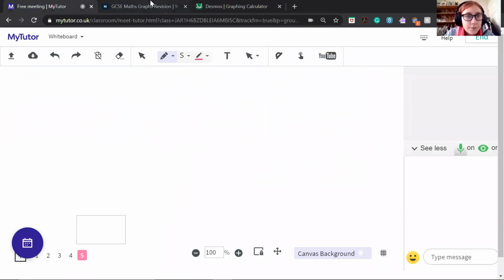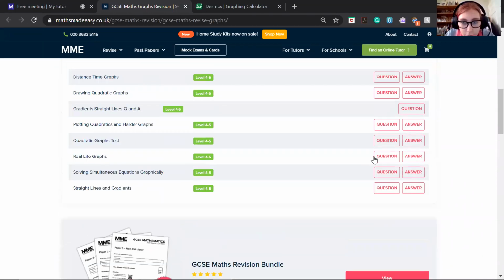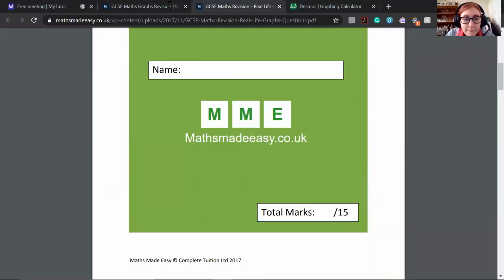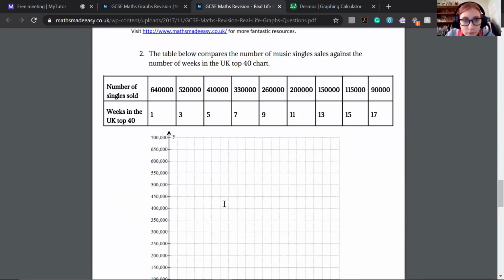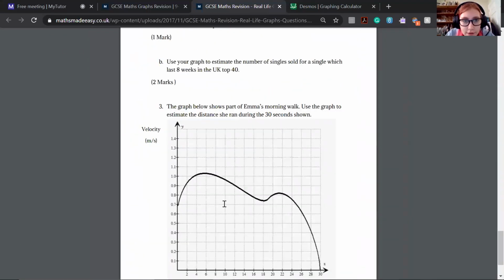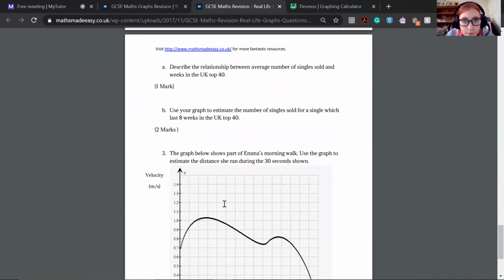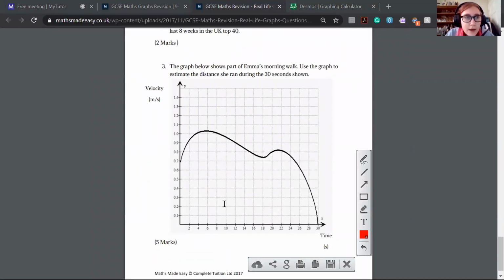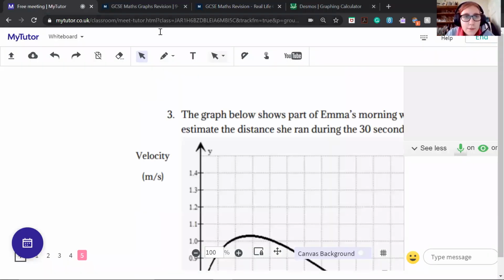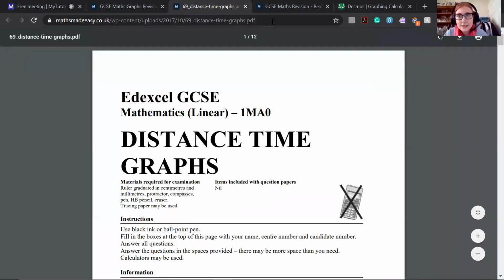Cool. So real life graphs, where were they? Here we go. These are mostly scatter graphs. Okay. Let's go through this one. This is quite a hard one to start with, to be honest. Maybe I'll do a distance time first, but I definitely want to come back to that one. So I'm going to do distance time first and then come back to that one, because that is a really good one to do, actually.